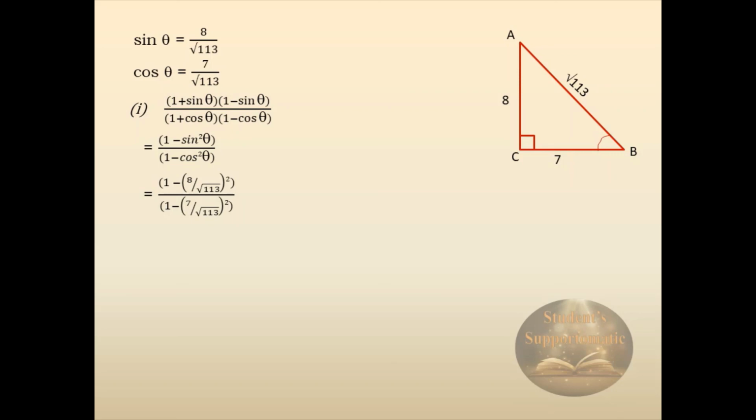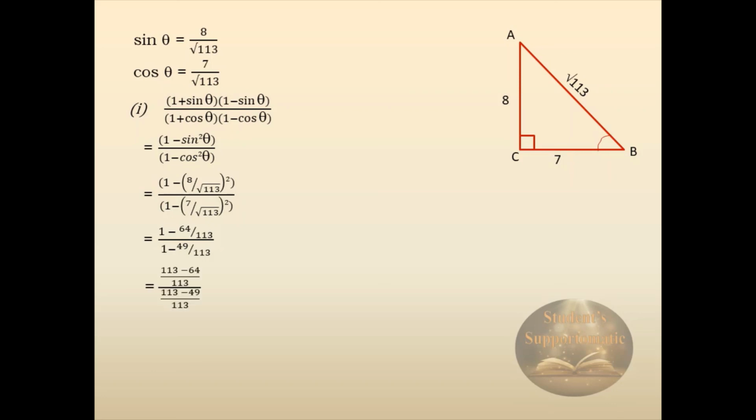So sin theta is 8 by square root of 113, so sin square is 8 by square root of 113, its whole square. That is divided by 1 minus 7 by square root of 113, its whole square. When squaring, it becomes 1 minus 64 by 113, since the square and square root get cancelled. Similarly, in the denominator, 1 minus 49 by 113.